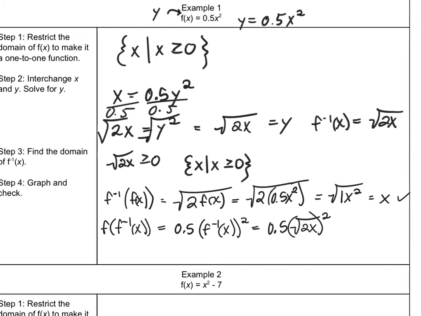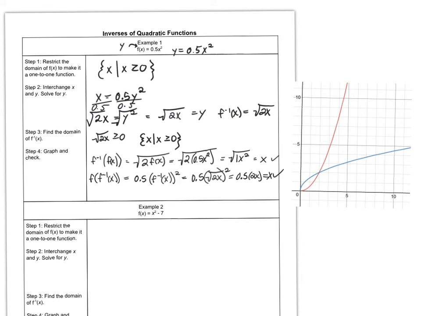In this case, I end up with 0.5 multiplied by the square root of 2x squared, or 0.5 times 2x, which is also x. Now let's look at the graph of this function. You can see that it's symmetric across the line y equals x. Here's my original function, f of x, and here's its inverse.